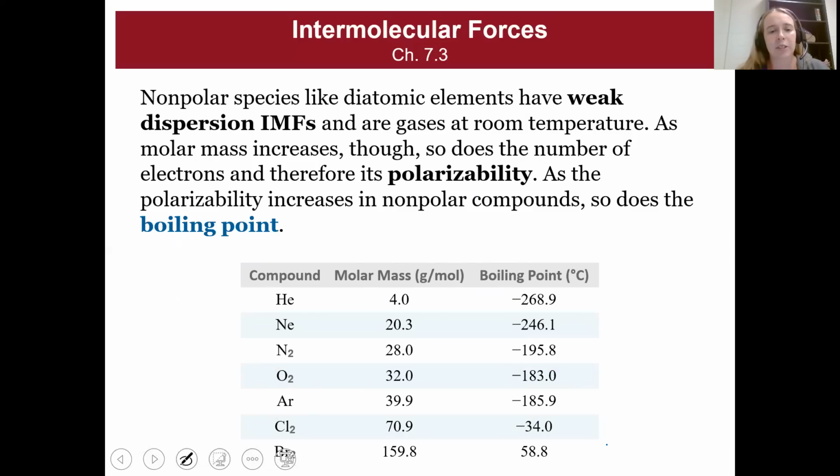Alrighty, let's investigate this a little bit more. These are just more examples of the diatomic elements with weak dispersion forces that are gases at room temperature, and just looking at polarizability again and boiling point. So these are all nonpolar compounds. Again, we have chlorine and bromine on here.